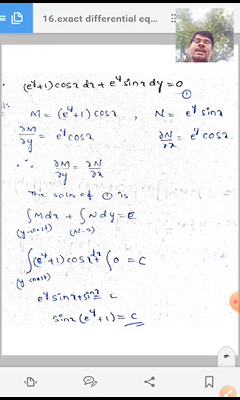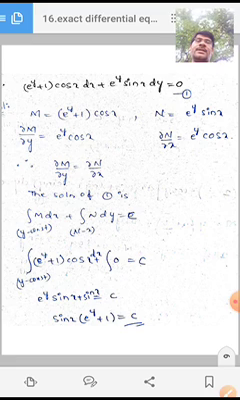The solution is integration of M dx plus integration of N dy is equal to c. Here in N the x term is involved, so the integration of that is 0. Integration of e power (y plus 1) cos x dx: e power (y plus 1) is a constant, keep it outside. Integration of cos x is sin x, so we get sin x times e power (y plus 1) is equal to c. This is the exact differential equation and its applications.